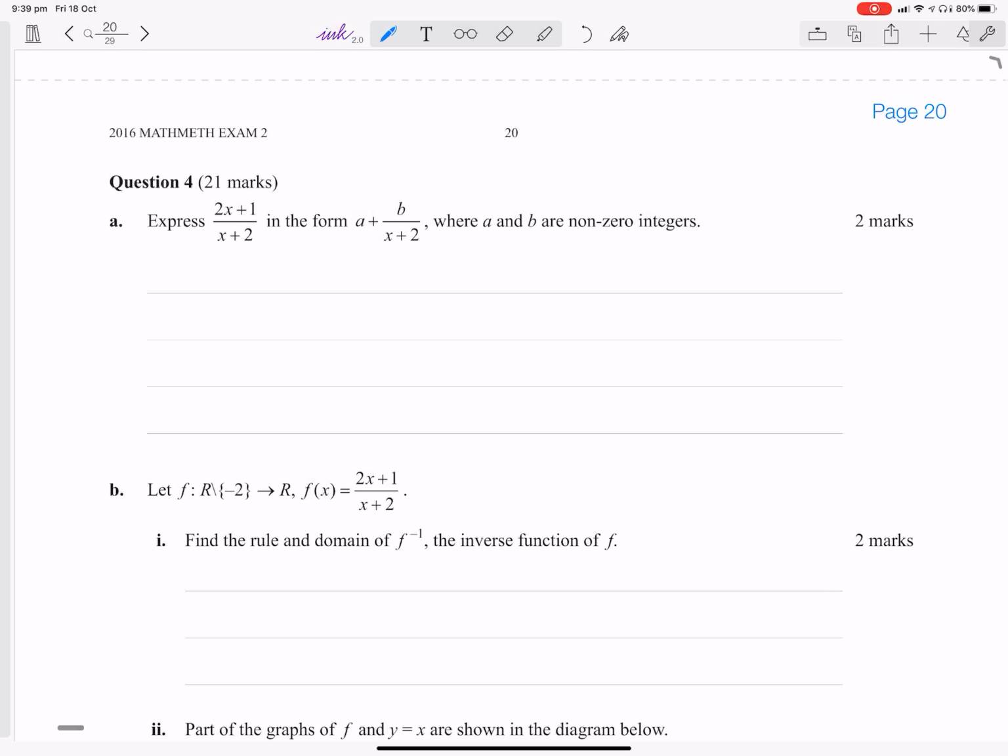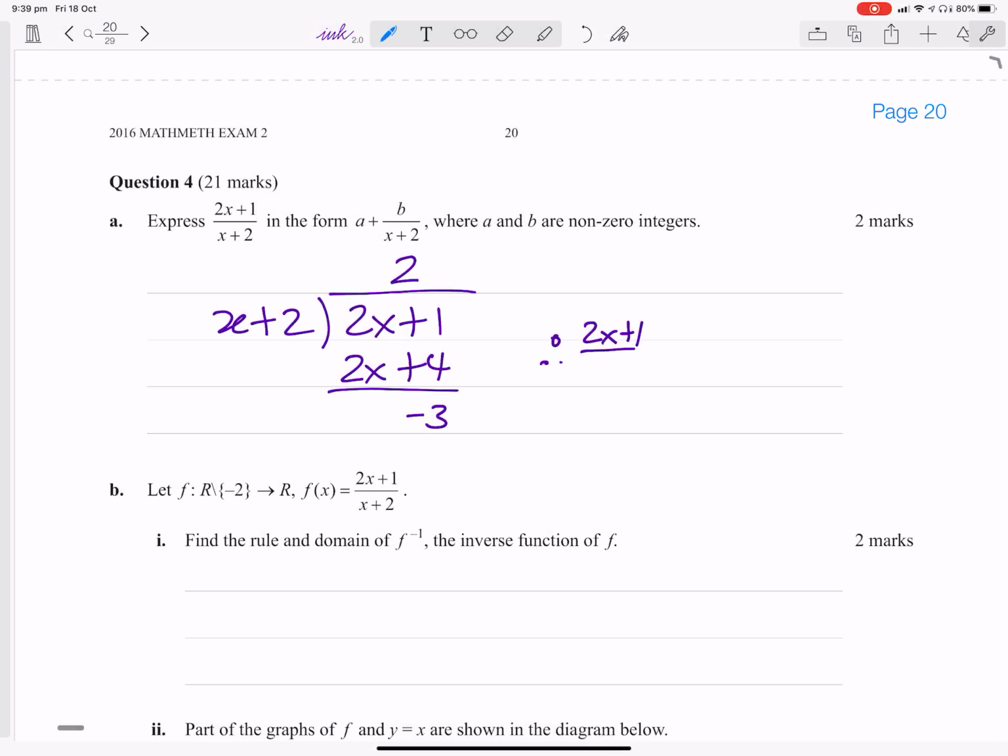Okay, express (2x plus 1) on (x plus 2) in the form that. So you can do x plus 2 into 2x plus 1. X's into 2x goes 2. 2x plus 4. When we subtract, -3. Therefore, 2x plus 1 on x plus 2 is equal to 2 minus 3 on x plus 2.